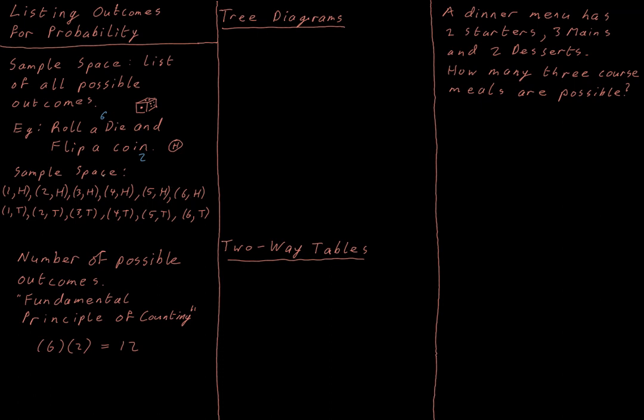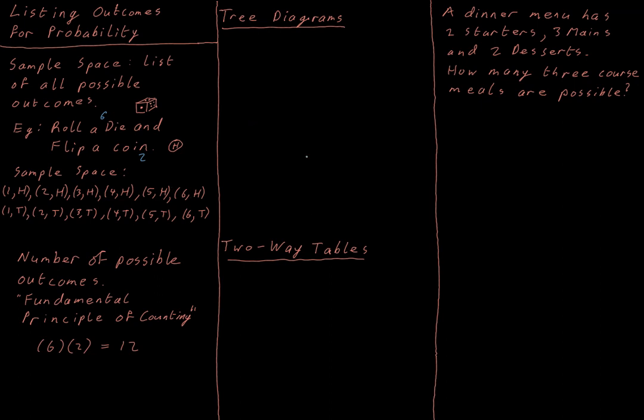So this is our way of listing the sample space, and this is a quick way of finding out the total number of possible outcomes. Now let's have a look at two ways of visualizing our sample space to help us pick apart questions, particularly more challenging questions, more easily.